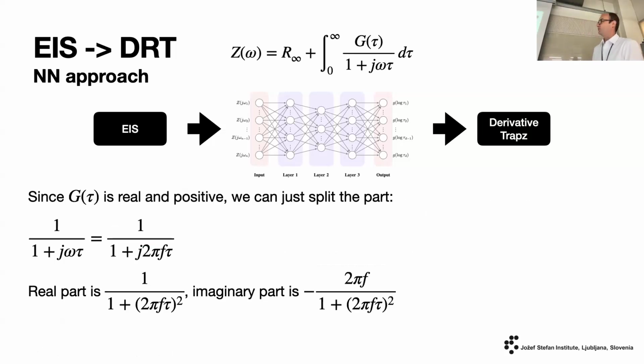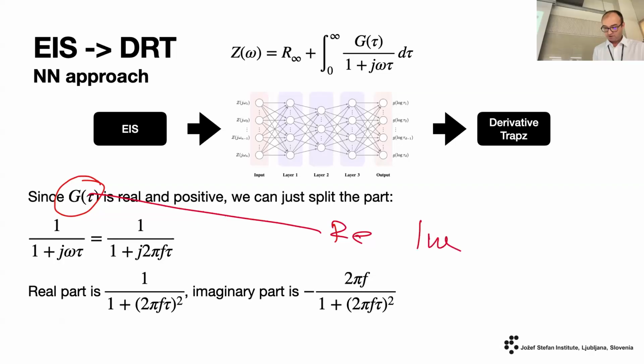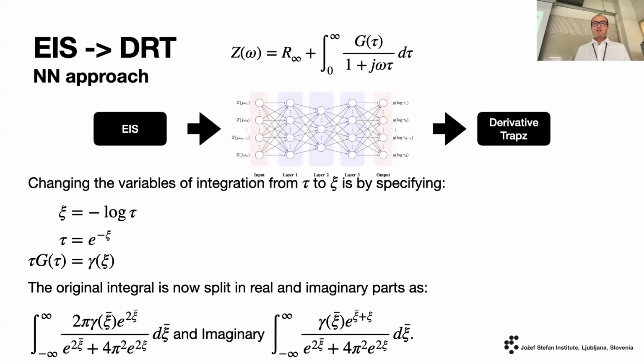Okay, let's try to solve this. So we would like to separate this part into the real and imaginary components. And we can separate this this way, and this is its real part, and this is its imaginary part. You can do it by hand, or you can use some symbolic derivation toolbox. This is simple arithmetic, nothing special. Okay, so we have this. Then we do a change of variable.